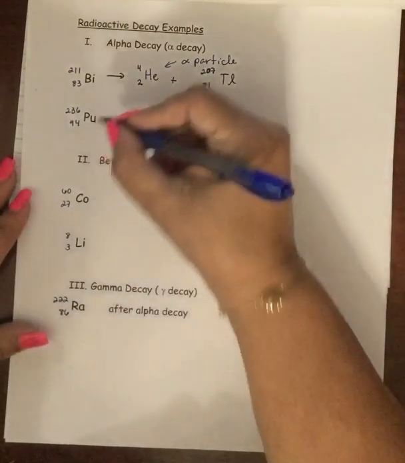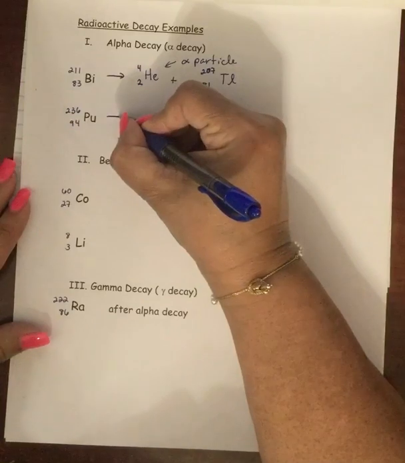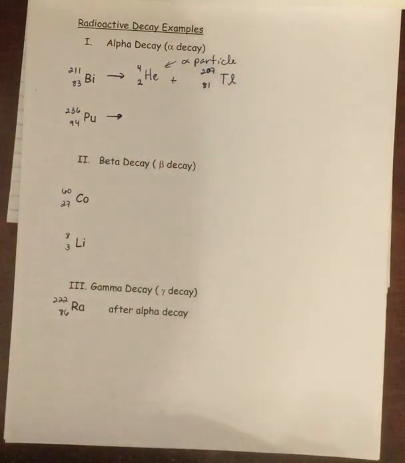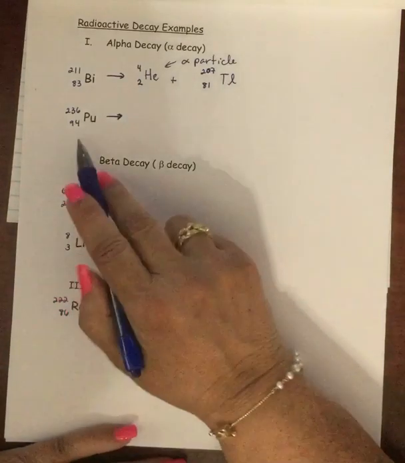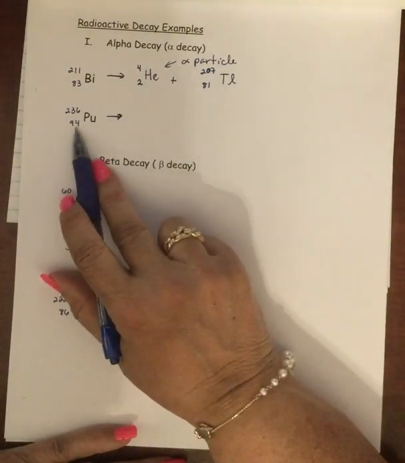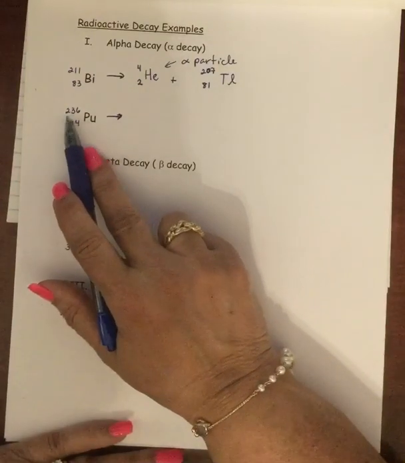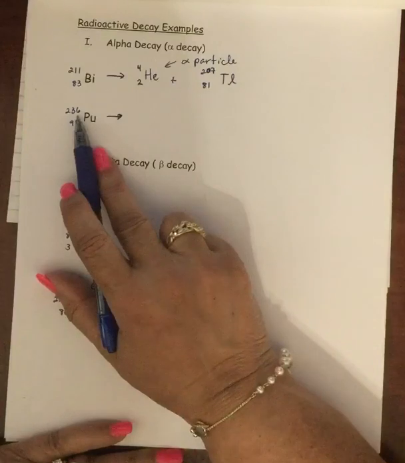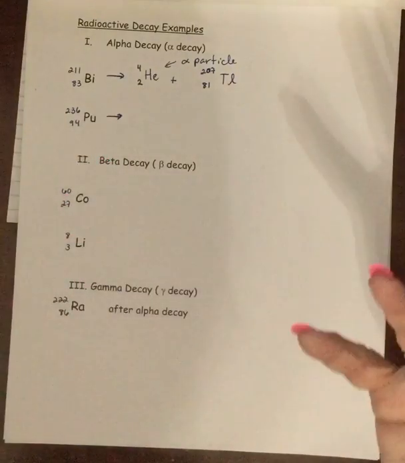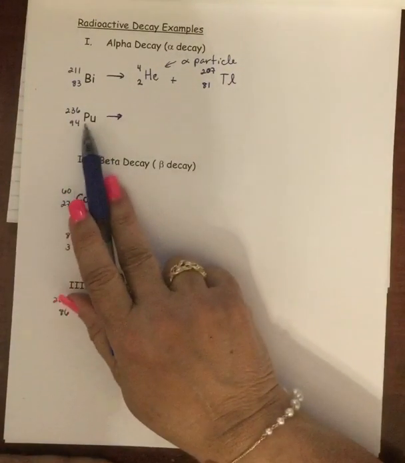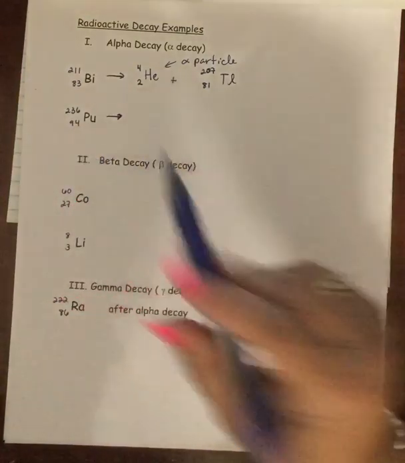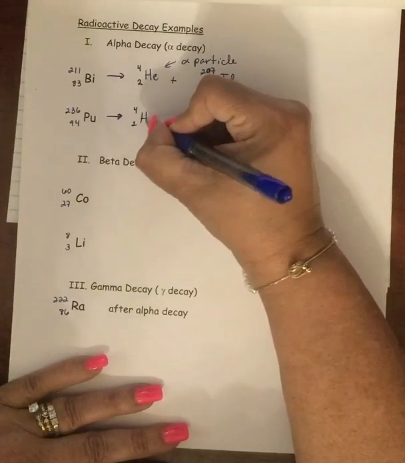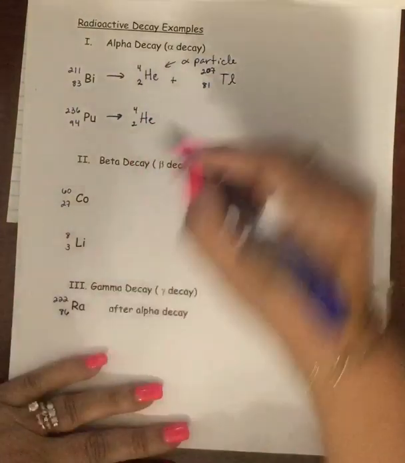Let's try another one. Let's say we have plutonium. Plutonium, by the way, is out of all the elements, the most radioactive element. So its atomic number is 94, which means it has 94 protons, and its mass number is 236. So you see that you have a lot more neutrons than you do protons, which is why it's unstable. Okay, so it's going to give off an alpha particle because we said it's an alpha decay. So again, the alpha particle is the helium atom, 4 and 2.